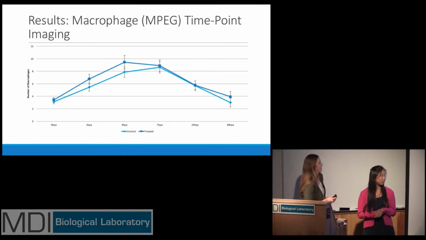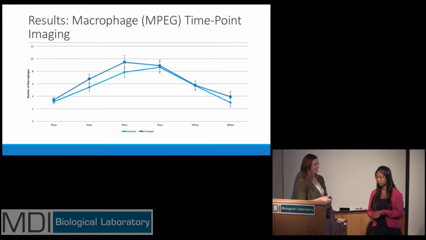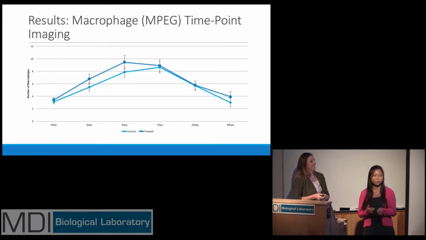In the macrophage line, we found that the treated larvae actually had a greater number of macrophages moved to the tail fin amputation site compared to the control larvae. However, these results were also statistically insignificant. After seeing that there were fewer neutrophils and more macrophages in the treated fish, we decided to dig a little deeper.